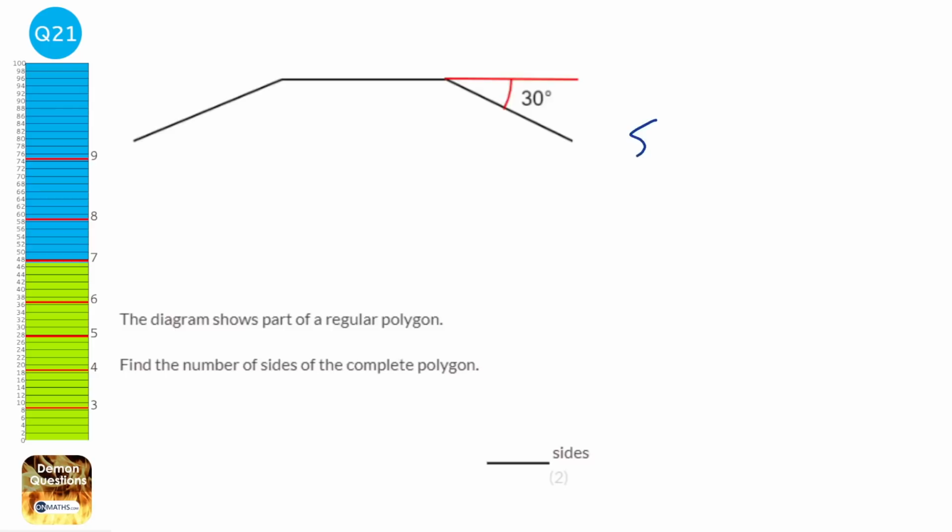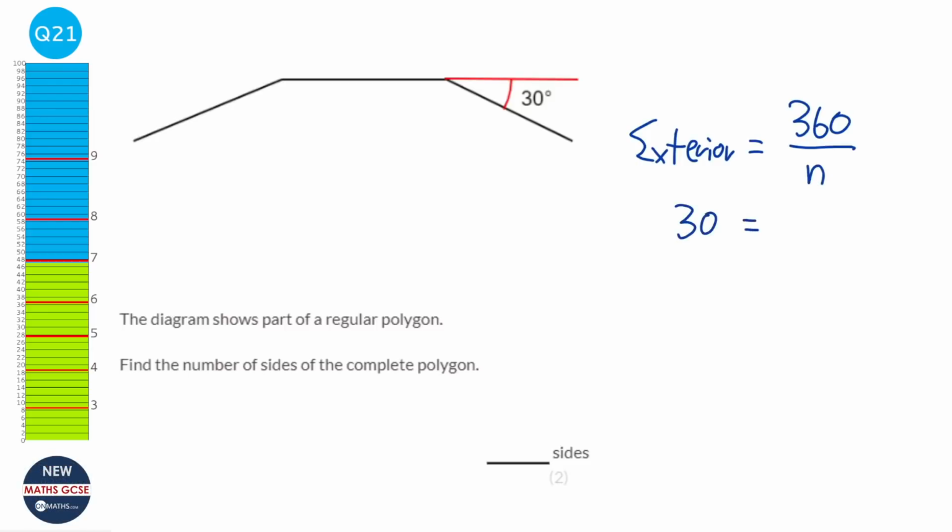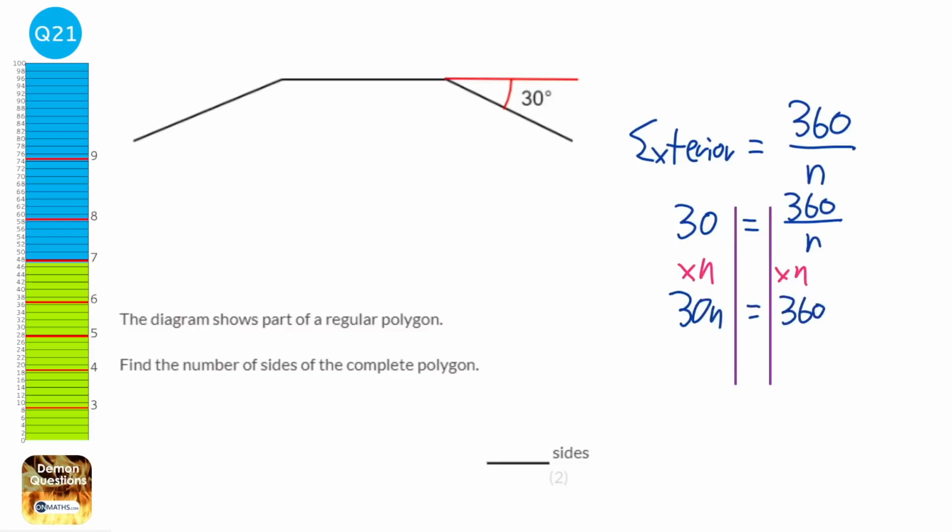The formula for an exterior angle for a regular polygon is 360 divided by the number of sides. Now here we're given the fact that the exterior angle is 30, and we're looking for n, so we just need to rearrange the equation. We can times both sides by n, and then divide both sides by 30. And so we've got n equals 360 divided by 30. When you do 360 divided by 30, we get the answer of 12. So it's a 12-sided shape.